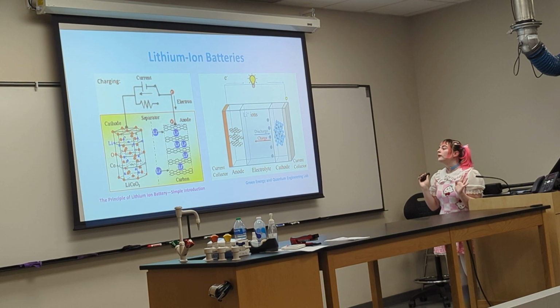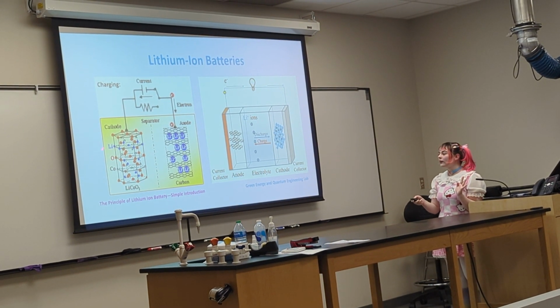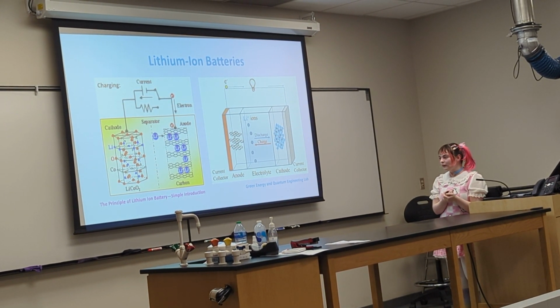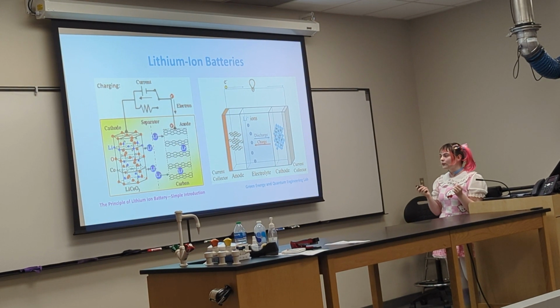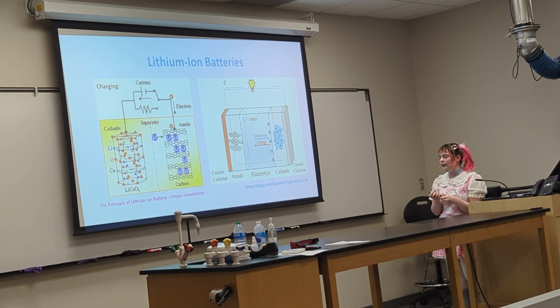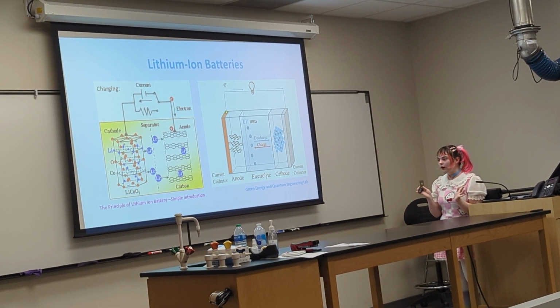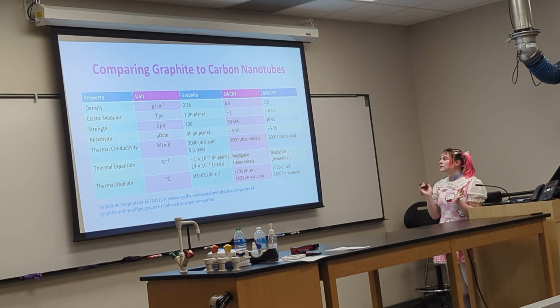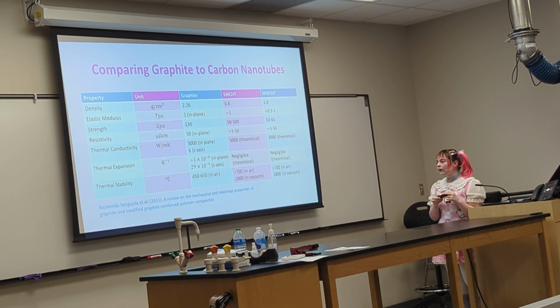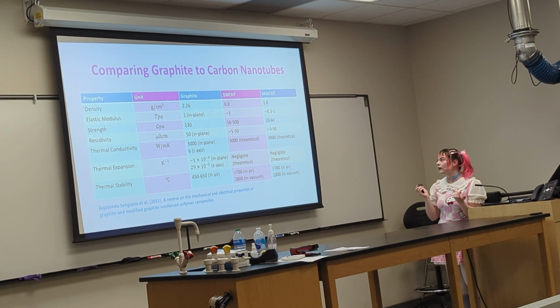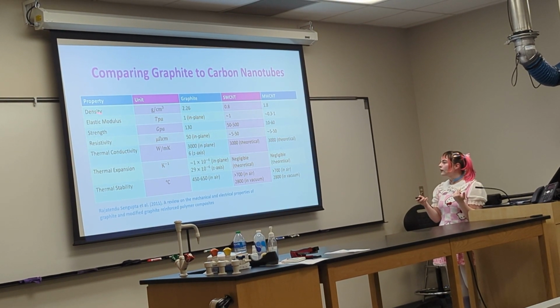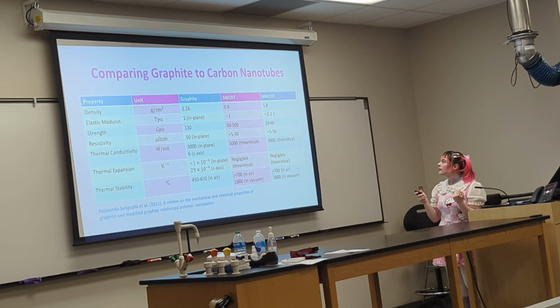The cathodes are typically made of lithium cobalt oxide, and the anodes are typically made of some carbon material like graphite. And that's where our carbon nanotubes come in. So you may be thinking, why bother looking at carbon nanotubes if graphite is an option? This is a table that compares some of the information about them.